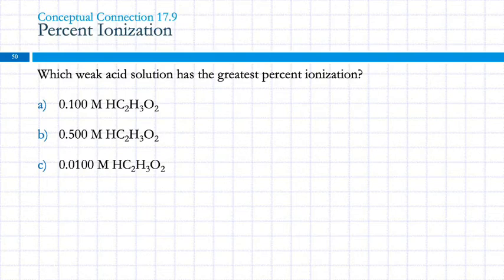So, which weak acid solution has the greatest percent ionization? C, because the smaller one, right?